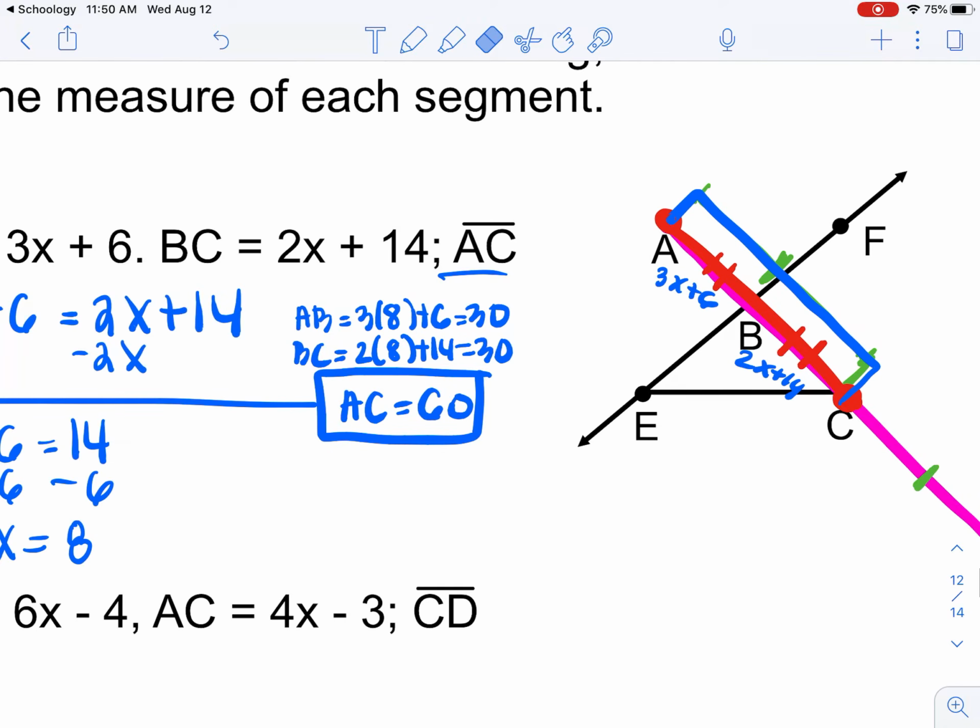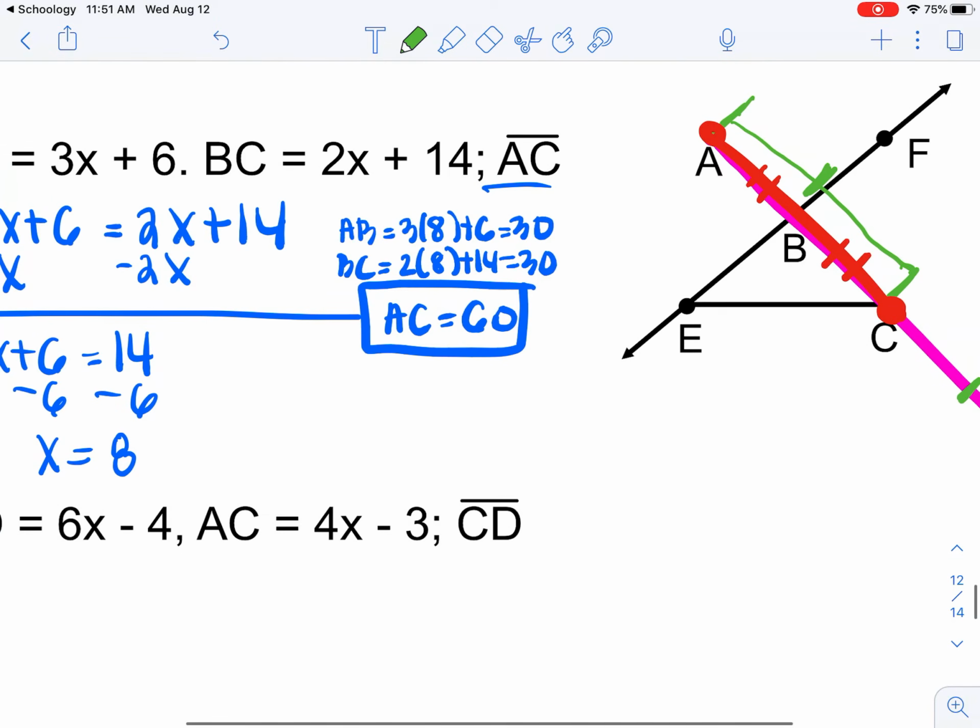Now I'm going to go in and erase everything blue because I'm not using that for the next problem. Go ahead and pause the video and try B on your own. Make sure you label. If you don't label, that's what confuses people.